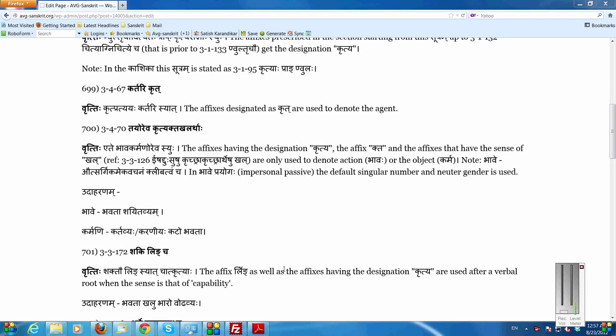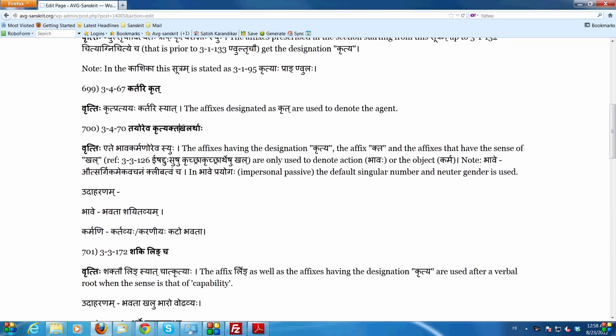Let us now look at this sutram in detail. Tayoreva krityakta kalarthaha. Let us look at the vritti first. It says ete, meaning all these pratyayaha: the kritya affixes which we are discussing right now, and the affix kta which we will be discussing later, and kalarthaha, the affixes used in the same meaning as khal. So not only khal, but also affixes which are used in the same meaning as khal.